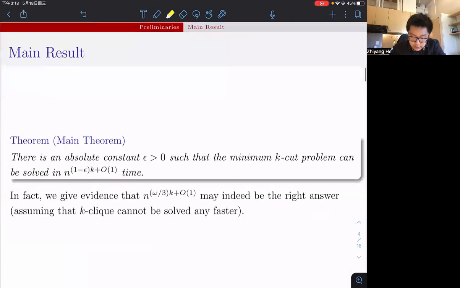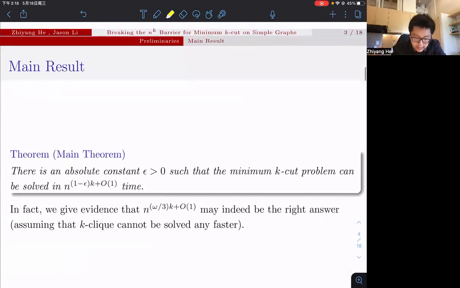In fact, the main result that we're going to show is as follows. It says that there's an absolute constant epsilon such that the minimum k cut problem can be solved in n to the (1 minus epsilon) k time. And in fact, we're going to give evidence that n to the omega k over 3 may indeed be the right answer, assuming that k clique cannot be solved any faster on simple graphs.